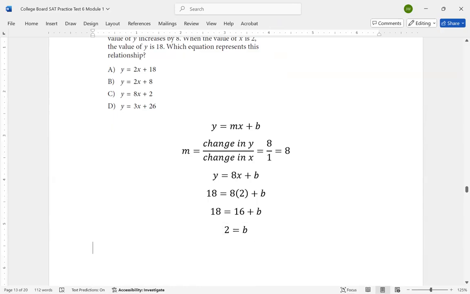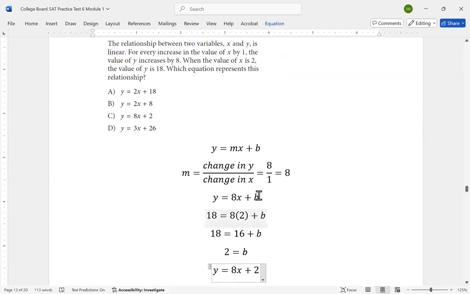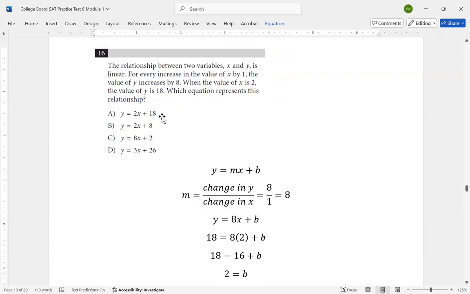And now we know that in slope-intercept form, our line is y is equal to 8x plus 2. And C is the correct answer. 8x plus 2 is the solution for problem 16. So question 16 has answer of C, which is y equals 8x plus 2.